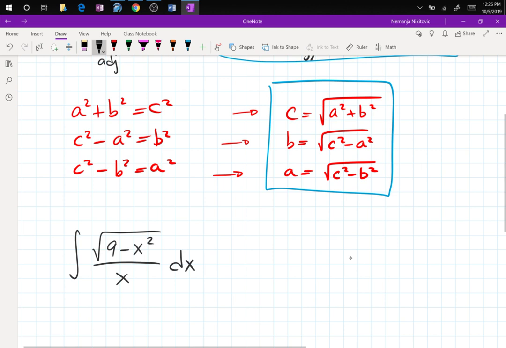So this is what we do. We set up our triangle with a theta, and now you need to distribute these values. Now, what did I say earlier? If there is a minus sign under the square root, the first value is the hypotenuse. So that's how I know that this is 3.